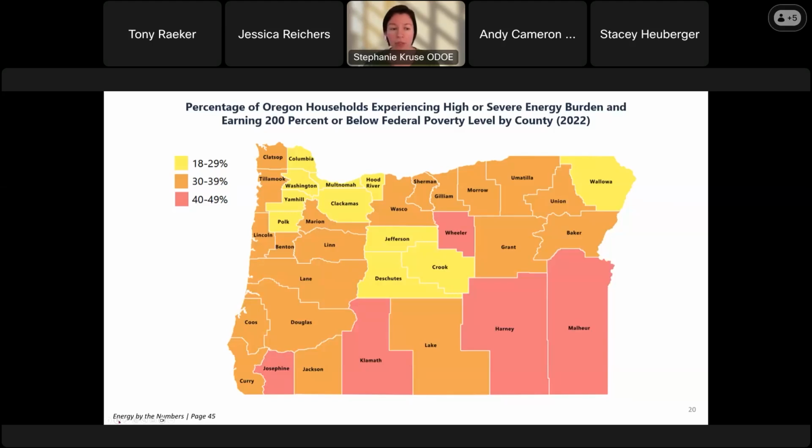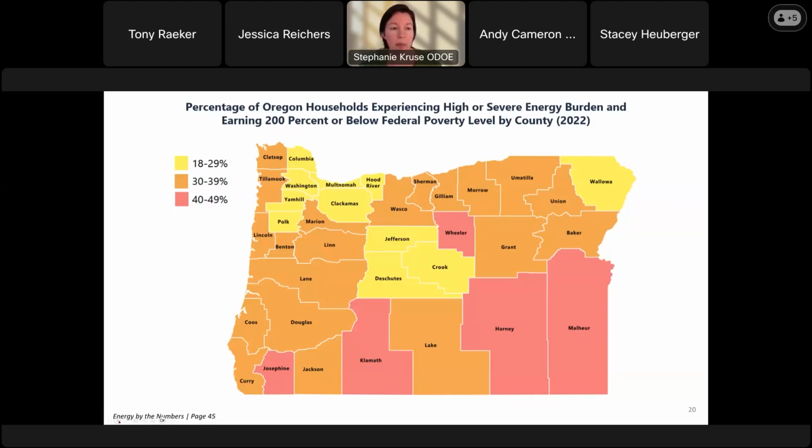Energy burden is a significant concern for many Oregonians, and the number of energy burdened households is higher in many rural parts of the state. As you can see on this map, the highest energy burdened households, shown in the darkest shade of red, are some of the most rural counties in Oregon, whereas the least energy burdened households, shown in the lightest yellow, are generally found in the metropolitan centers of the state.